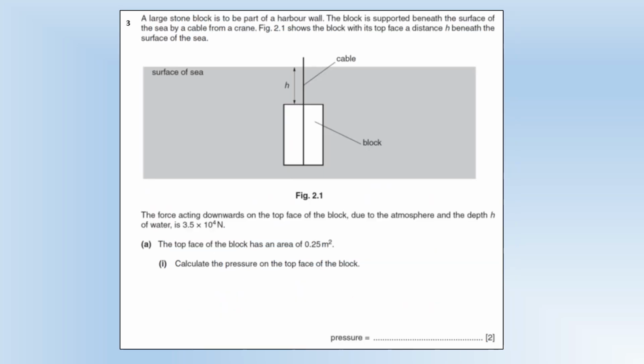So a large stone block is to be part of a harbour wall. The block is supported beneath the surface of the sea by a cable from a crane. Figure 2.1 shows the block with its top face a distance h beneath the surface of the sea.